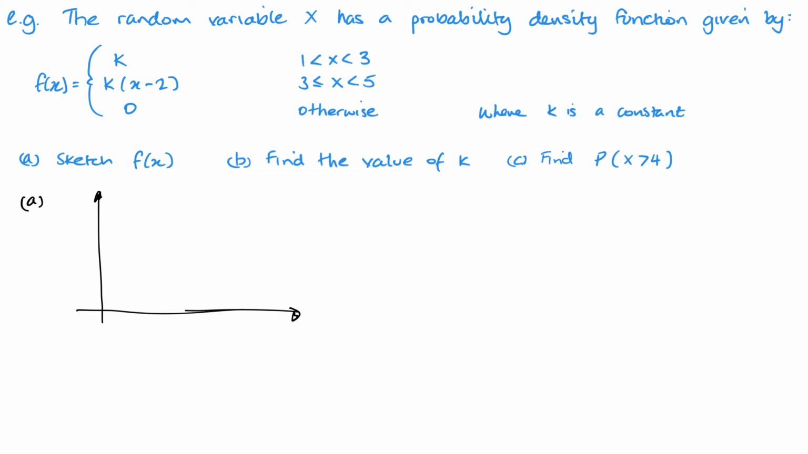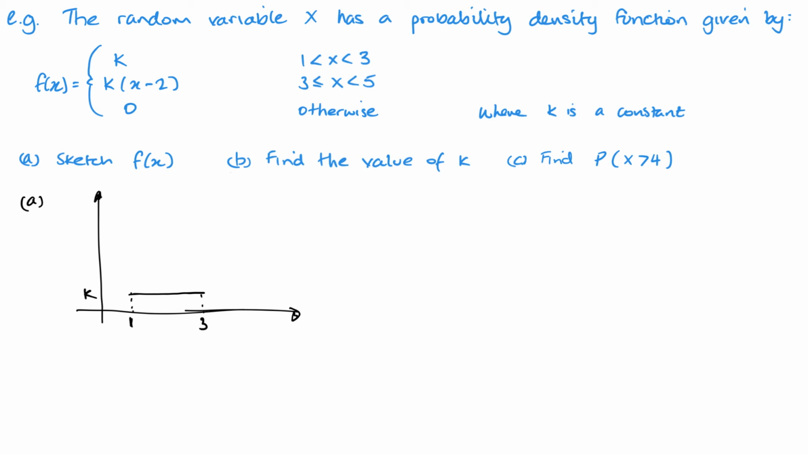So we've got k between 1 and 3. If I think of 1 and 3, pick a position for k, and it's just going to be a horizontal line. This is like drawing y equals 3 or y equals 2, y equals 1. It's just y equals k.